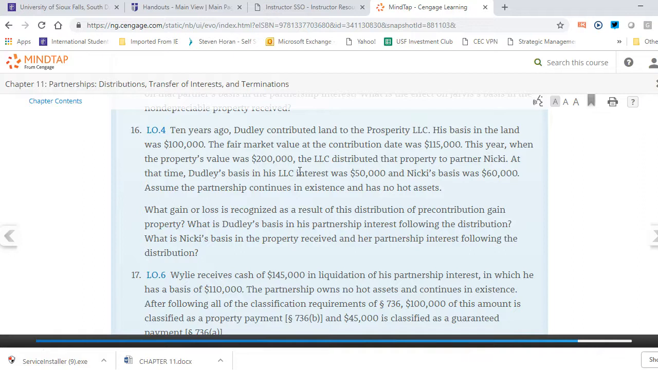Dudley's basis in the partnership interest is not affected by the distribution to the partner, so Dudley still keeps that 50,000 basis. Nikki takes the $60,000 basis in the property, which is the lesser of the $100,000 carryover basis in the property or her basis in the partnership interest before the distribution. So therefore, her basis now goes down to 0. The difference between 15 and 16 is the timing. But both of them were distributions of property from one partner to the partnership, then to another partner.